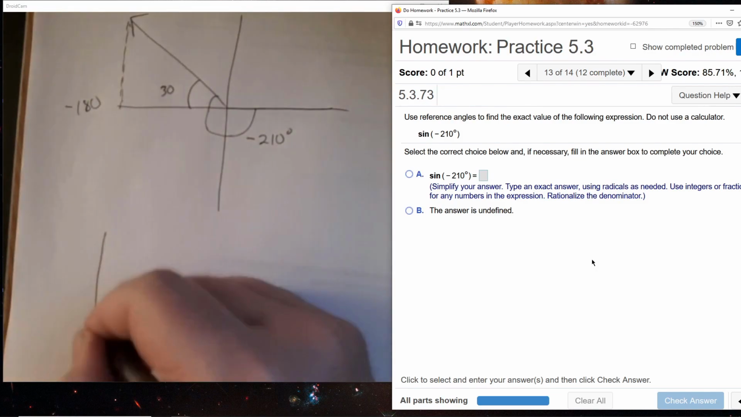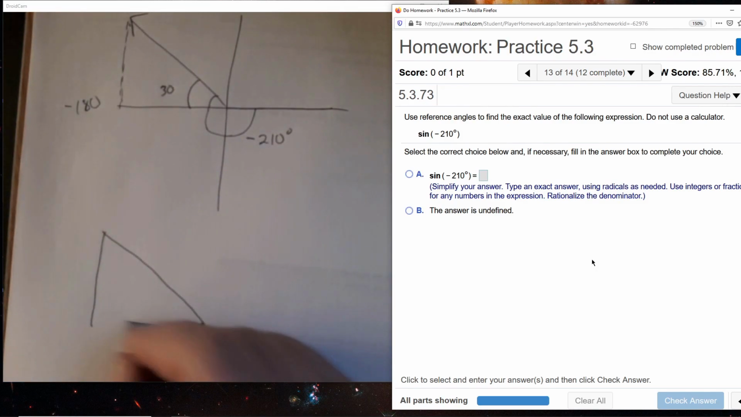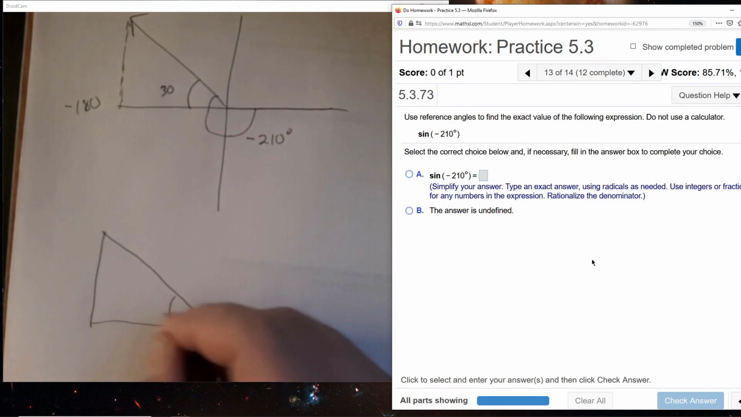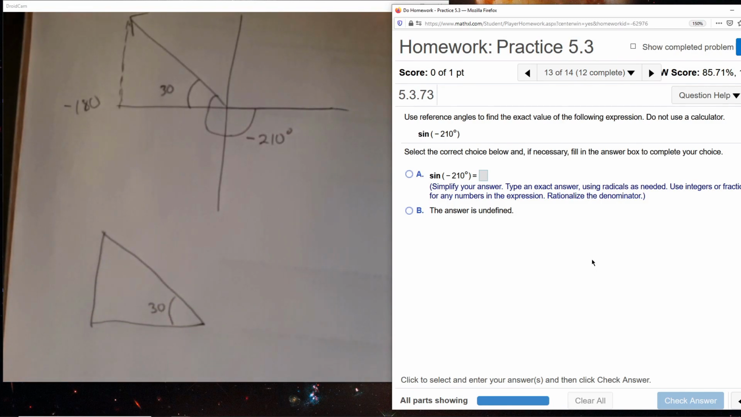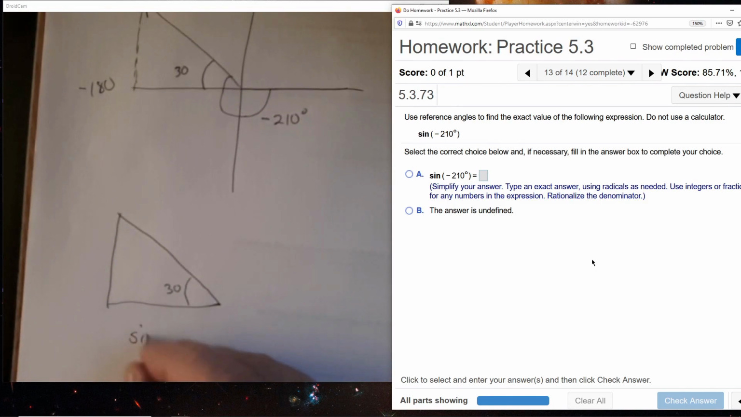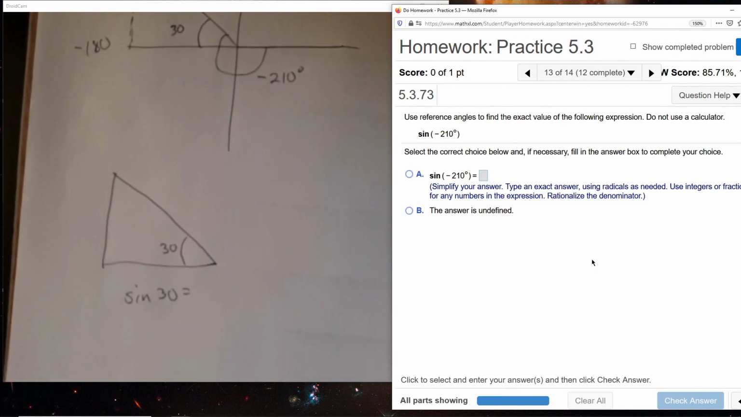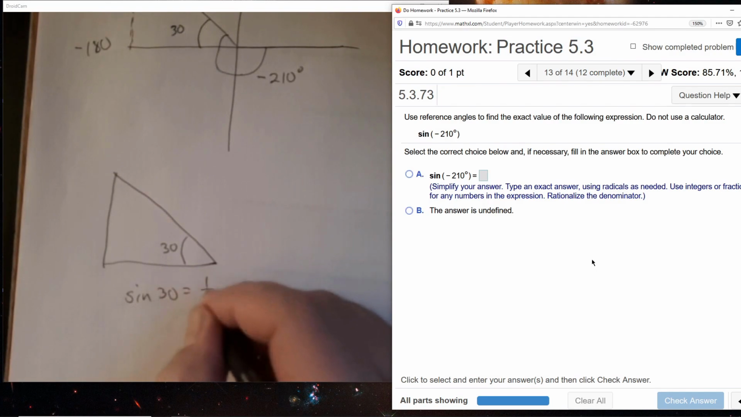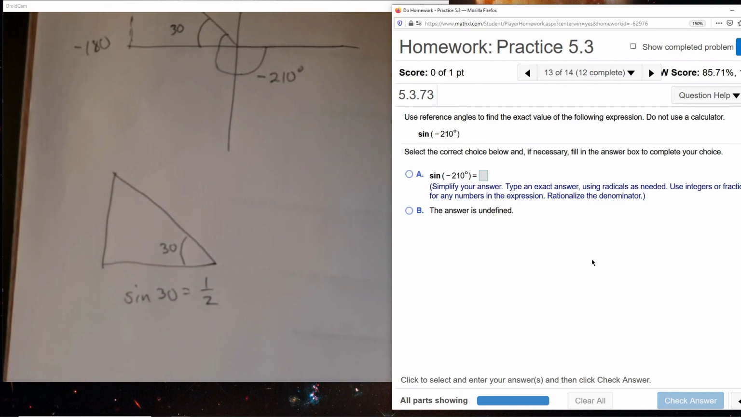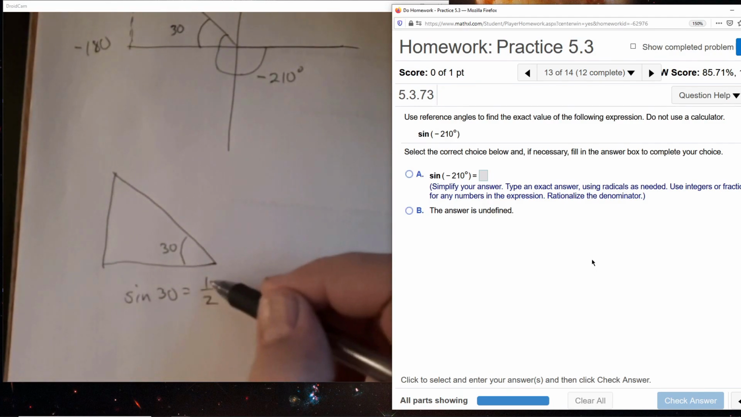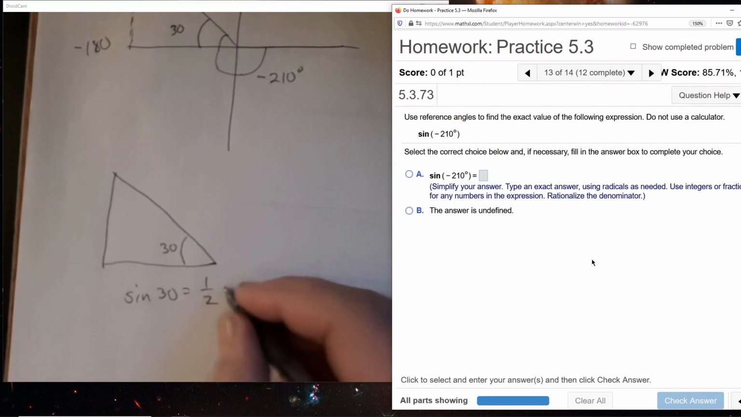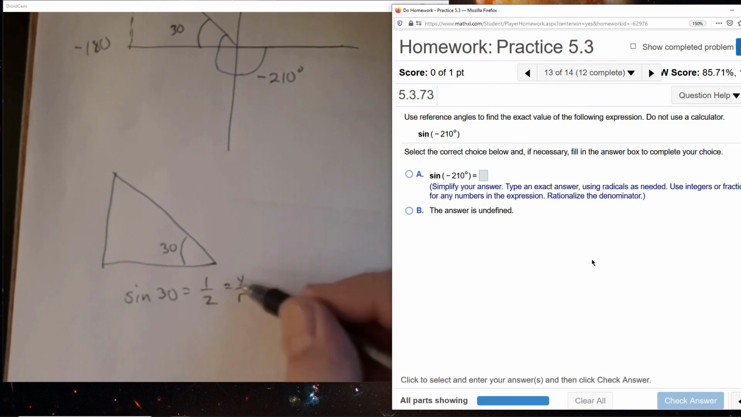So we'll take a look at this right triangle off of the coordinate system for a moment. And we're being asked about sine. And so we're going to think to ourselves, well, what do we know about sine 30? Sine 30 is a half. Sine is also y over r. So we can identify r as 2, y as 1.